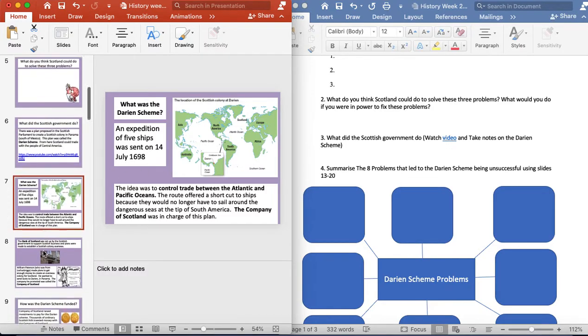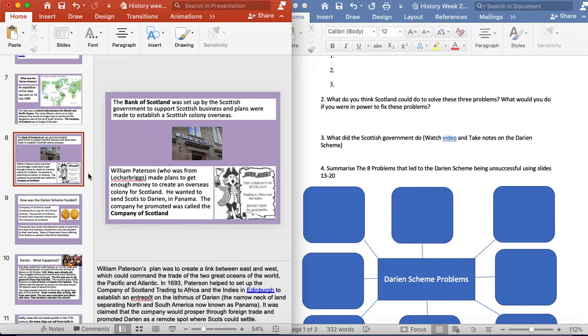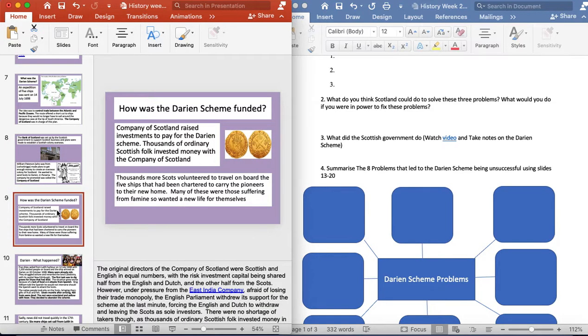They decided to set up the Bank of Scotland and do all these different things. They made plans and were trying to get enough money. Loads of people donated or invested in the Company of Scotland, and they were trying to make this work. They raised investments for the Darien Scheme, and thousands of ordinary Scottish folks put money in, and they volunteered to travel abroad, 5 trips. They were so excited to go.